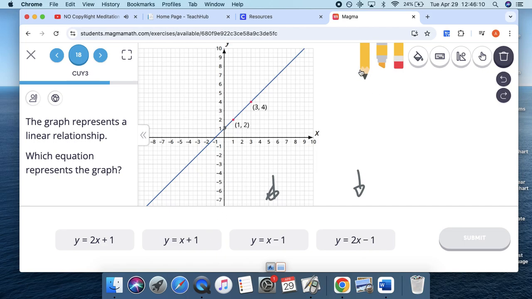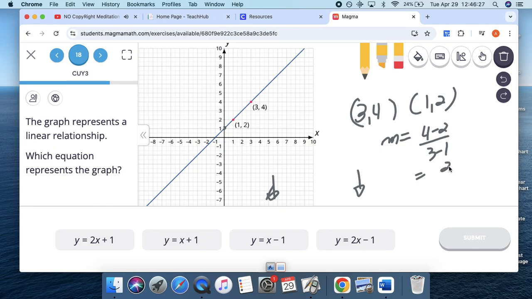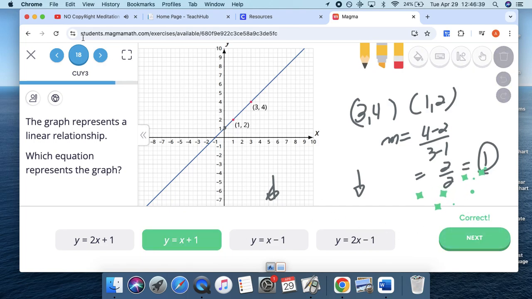You have 2 points. One point is (3, 4), and the other point is (1, 2). If you wanted to, you can just count the units, or just do the slope. So y2 minus y1: 4 minus 2 over 3 minus 1. 4 minus 2 is 2, 3 minus 1 is 2, which gives me the slope of 1. So it's B, right there. Remember, there's a 1 in front of the x, so that has a slope of 1 and the y-intercept of 1, which is what we're looking for.